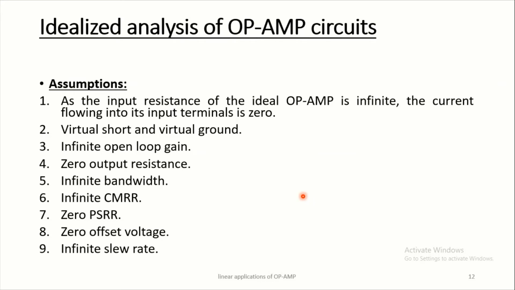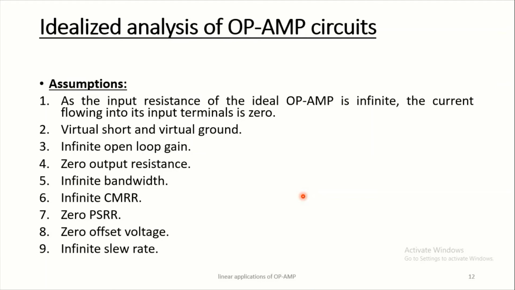The next topic is idealized analysis of op-amp circuits. For all the op-amp applications discussed in this chapter, we assume that an ideal op-amp is being used. Therefore, the following assumptions will be made while analyzing the op-amp circuit. The first assumption is that as the input resistance of an ideal op-amp is infinite, the current flowing into the input terminal is 0. Ri is infinite, therefore whenever an input is applied at the input terminal, it is directly applied to the op-amp.